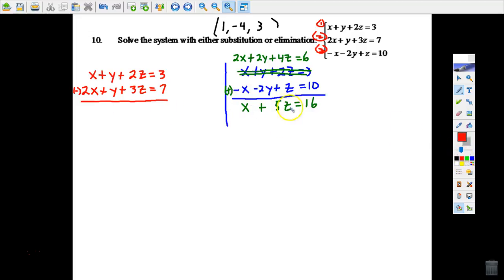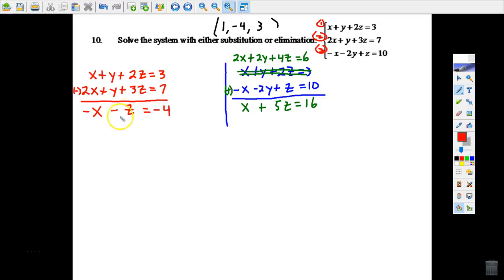Okay, now let me go back over here and eliminate y. Remember, whatever variable you decide to eliminate, you have to eliminate the same variable within each pair. Okay, so subtraction will eliminate y over here. So 1 minus 2 is negative 1x. Cancels. 2 minus 3 is negative 1z. And 3 minus 7 is negative 4.